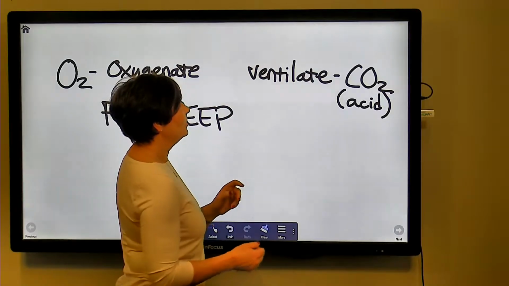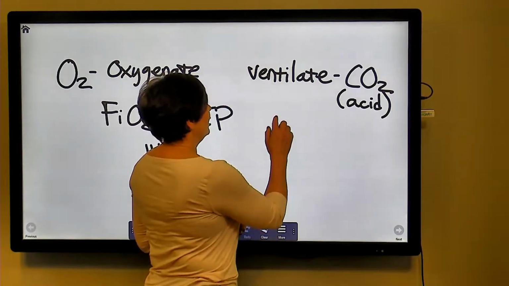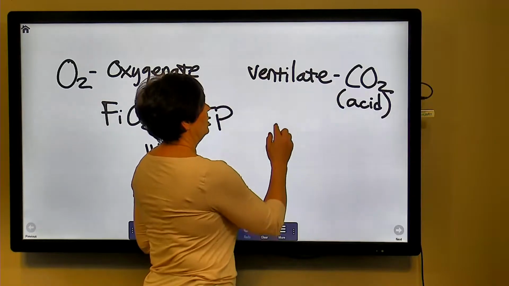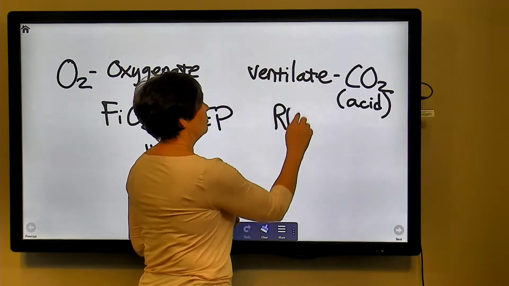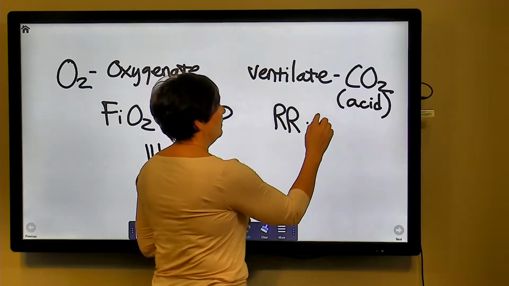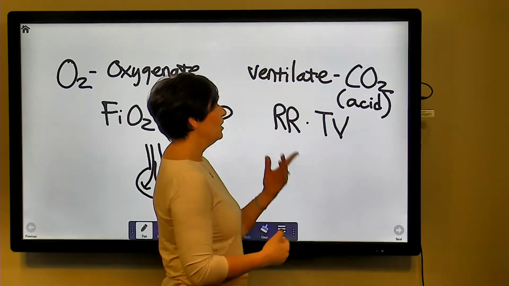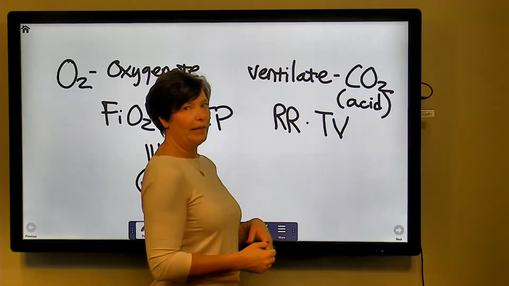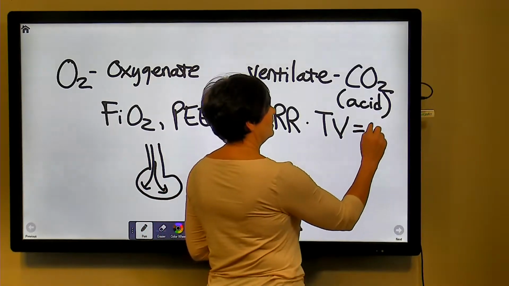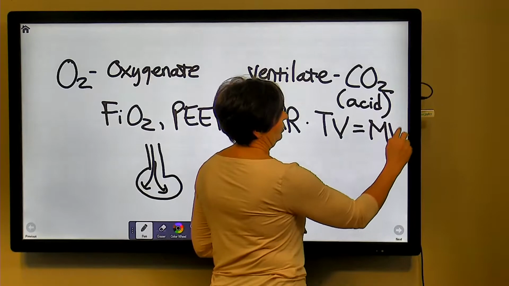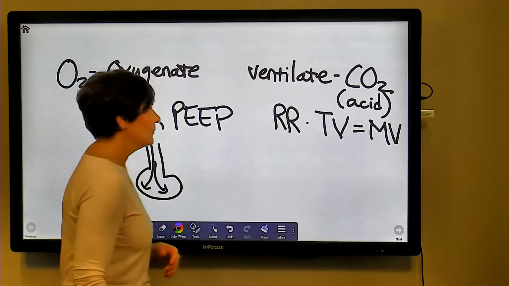What regulates my ventilation on a ventilator is the ins and outs of exchanging CO2. That is my respiratory rate and my tidal volume, how fast I'm breathing and how much I'm breathing. Mathematically, respiratory rate times tidal volume equals my minute ventilation, my minute volume.